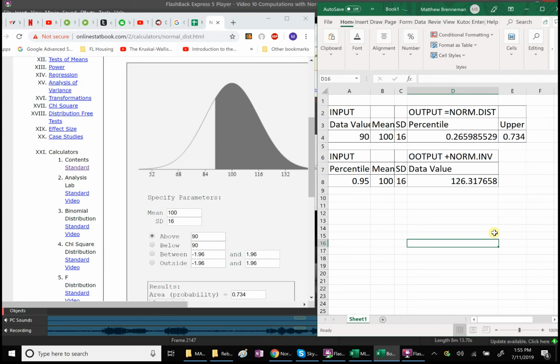And that's all you have to know to do calculations with a normal distribution. Again, just be careful. Always remember, percentages and percentiles in Excel always refer to the lower tail. So if you want to compute the data value for an upper percentile, or you want to compute an upper percentile, you're going to have to adjust your calculations accordingly.